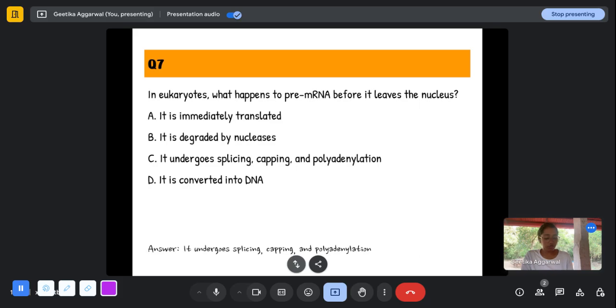I will set a timer for 10 seconds for the upcoming questions so that you can take that much time to think about the answer. As we discussed, before leaving the nucleus, the pre-mRNA gets processed. It undergoes splicing, where the exons are kept and the introns are removed. It undergoes capping at the 5' end, and polyadenylation, where a poly-A tail of adenine is attached at the 3' end.